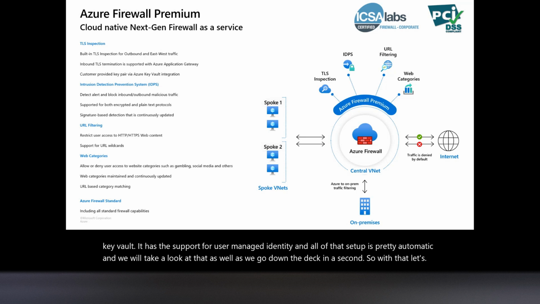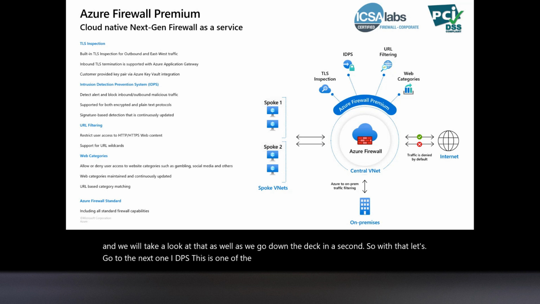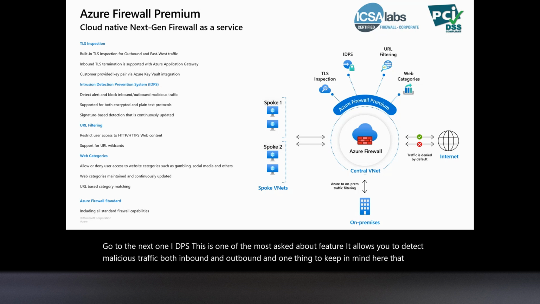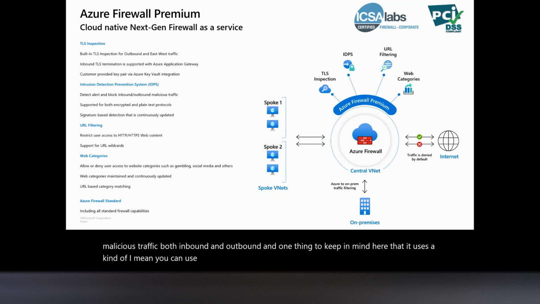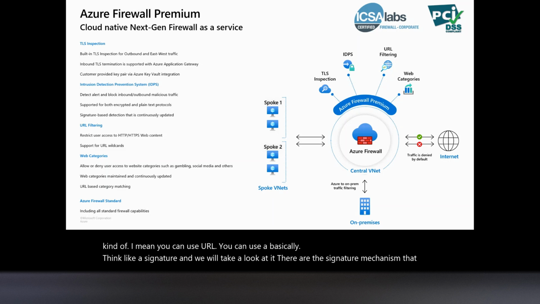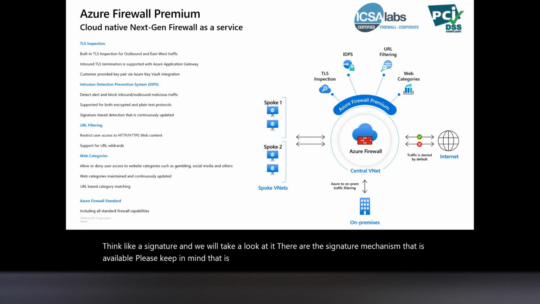IDPS. This is one of the most asked about features. It allows you to detect malicious traffic, both inbound and outbound. One thing to keep in mind here is that you can use URL, and you can use things like signatures, and we will take a look at it. There is a signature mechanism that is available. Please keep in mind that it is still evolving. There is not much detail available, and we'll look at it in the demo as well.